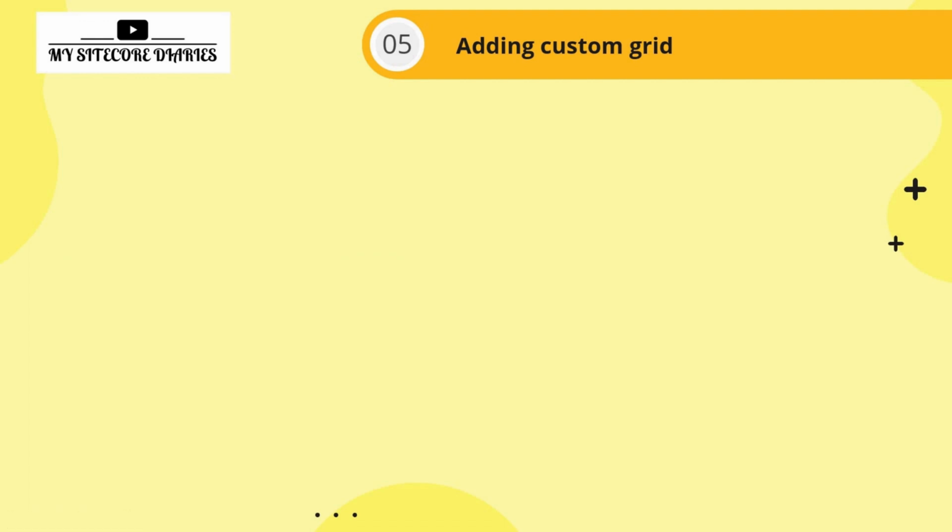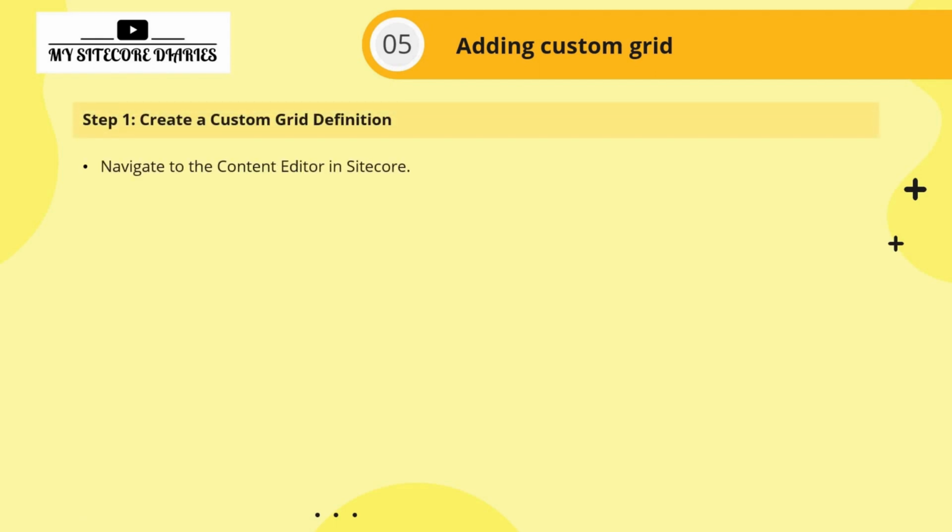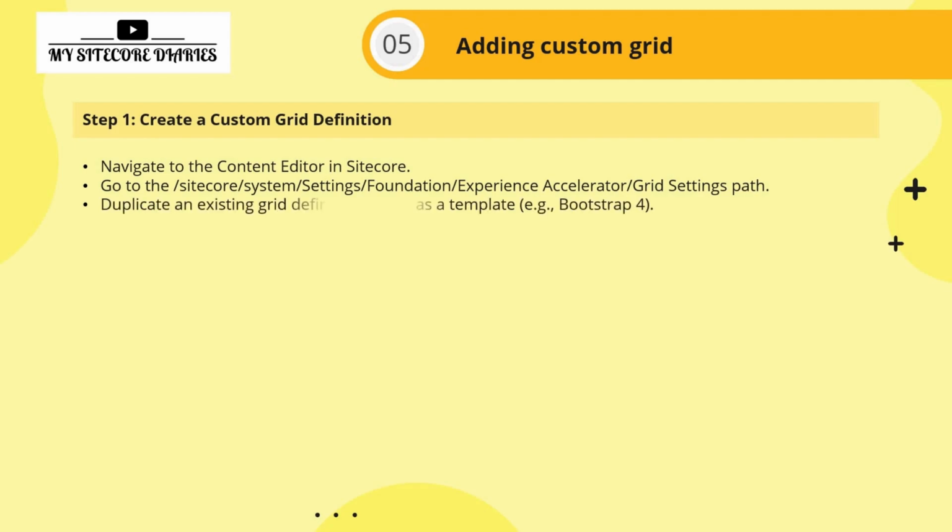Now if you want to add your own grid, how can you do that? Okay, so there are three steps which you need to follow. First thing is you have to create your custom grid definition. And how you can do it? First you have to go to the container editor in Sitecore, and now we have seen Sitecore system settings, foundation, experience editor. You have a grid setting path. Okay, you can duplicate any existing grid definition to use, like you can make a bootstrap 4 to bootstrap 5, 6, 7, whatever, you can duplicate it.